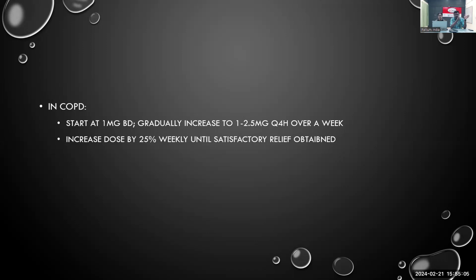So you take a few days, 48 hours between increasing the dose, and you gradually titrate it all the way up to 2.5 milligram 4th hourly. This is over the course of a week. And then again, you can increase the dose of morphine as required as the patient feels symptomatic relief.